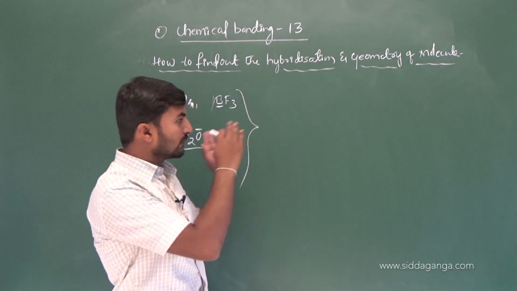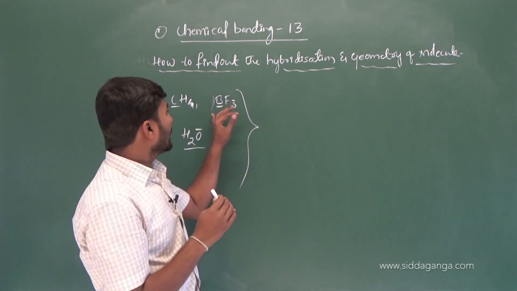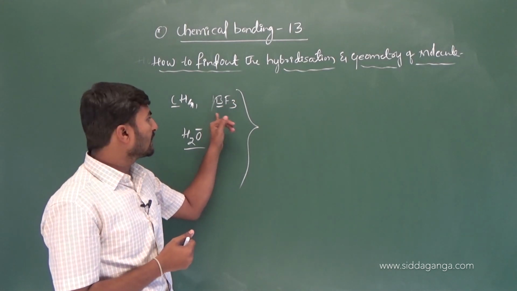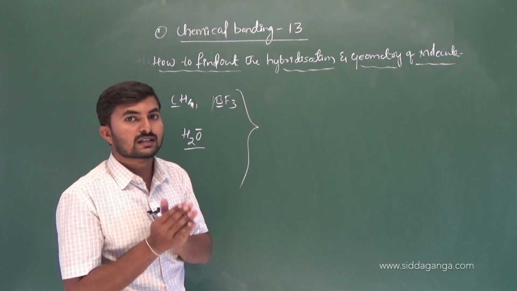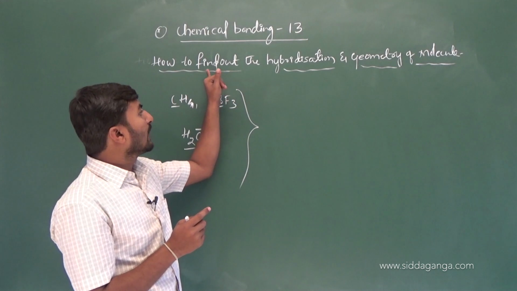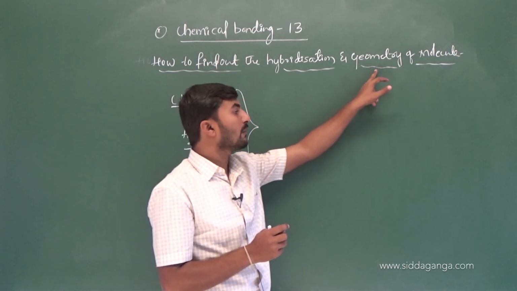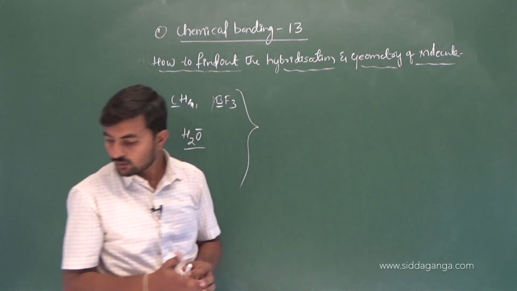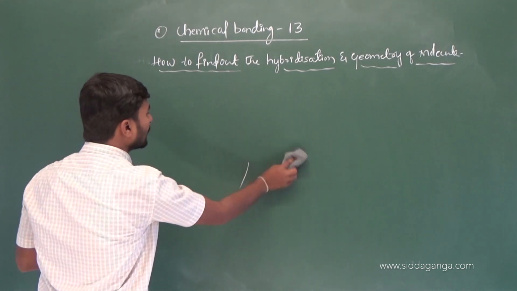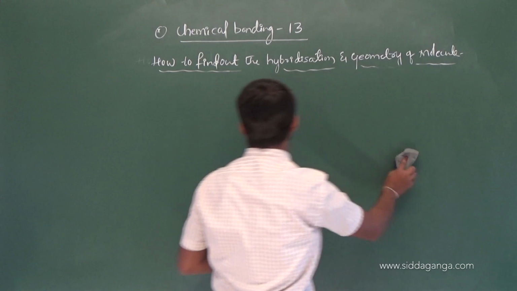In the previous class we had gone through the descriptive way of finding out the hybridization of different molecules, but here, without going to the descriptive analysis, how to find out the hybridization of different molecules and how to find out their geometries. In order to find out the hybridization of different molecules, we need to follow two methods.